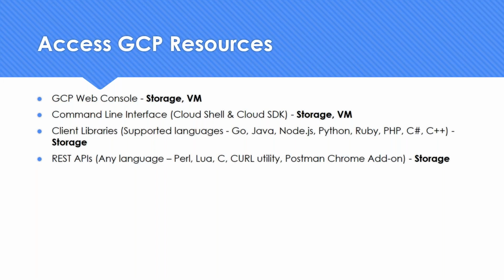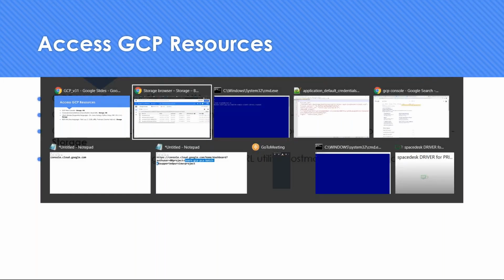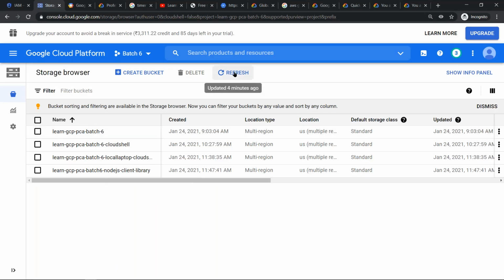Let me show you how it looks in REST API. It's going to be really raw, and that's the reason many times people don't prefer this. But there's one hidden secret behind this REST API, which I'll show you once I demonstrate it. For this, we already have four buckets. Let me just refresh it. We have four buckets, folks. Let me now go to REST API.